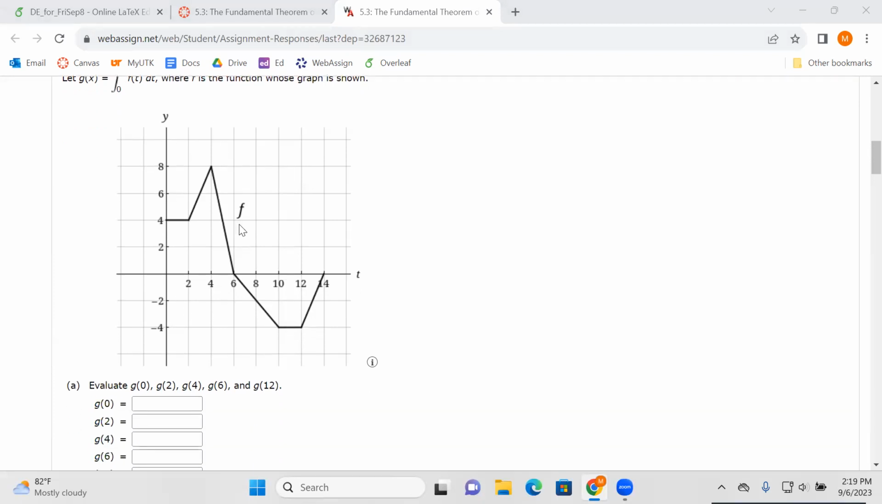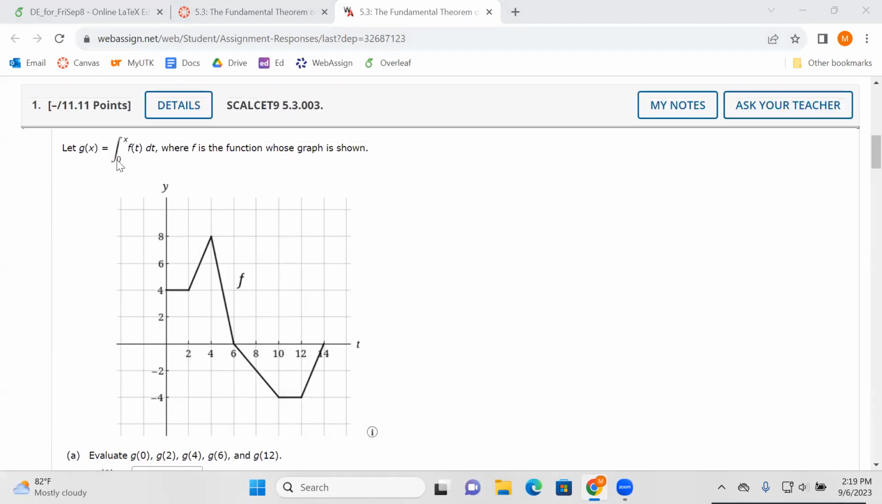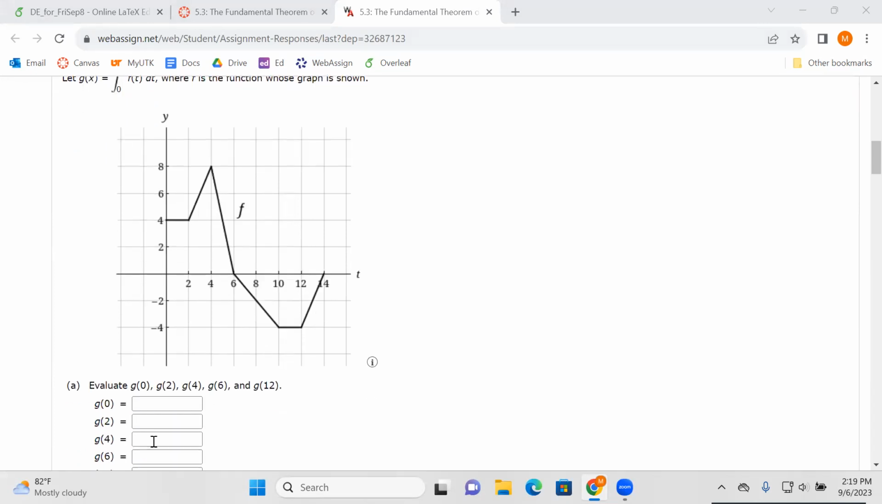Now we can sort of make sense of the situation. G of 0 would just be the integral from 0 to 0. That has no width. G of 2 is just the area of this rectangle. In fact, all the areas, looking at the picture here, are going to be some combination of rectangles or squares or triangles, which we can all evaluate geometrically. So, width of 2, height of 4, I get 8 for G of 2.